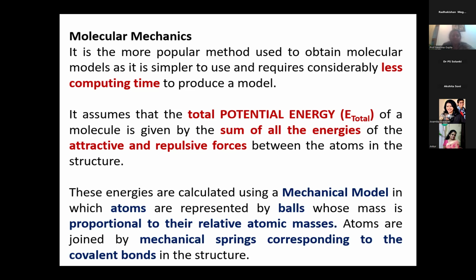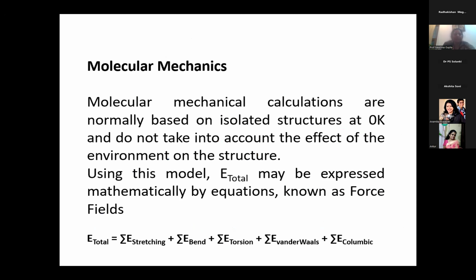These energies are calculated using a mechanical model in which atoms are represented by balls whose mass is proportional to their relative atomic masses, and these atoms are considered to be joined by mechanical springs corresponding to the covalent bond in the structure. So a very simple molecular mechanics model is used for those docking calculations. Molecular mechanical calculations are normally based on isolated structures at 0 Kelvin, and do not take into account the effect of the environment on the structure.